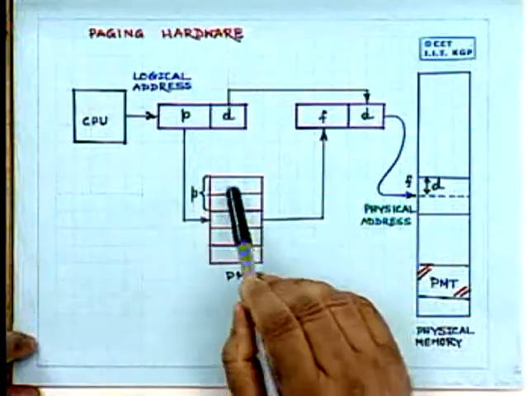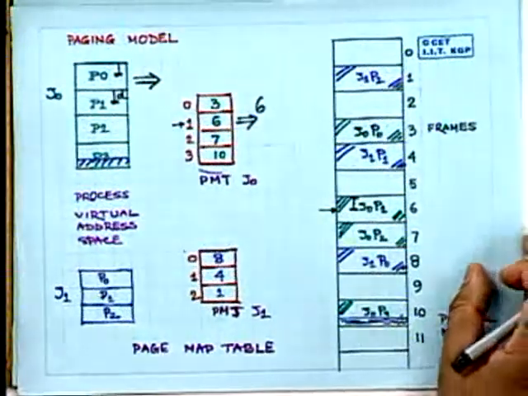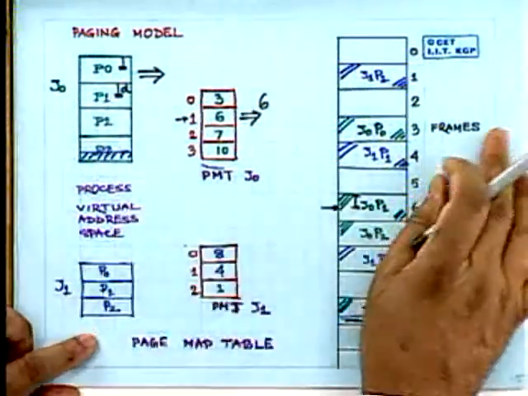This is one aspect of the problem. Another aspect of the problem that I was saying is this: there are many page map tables.